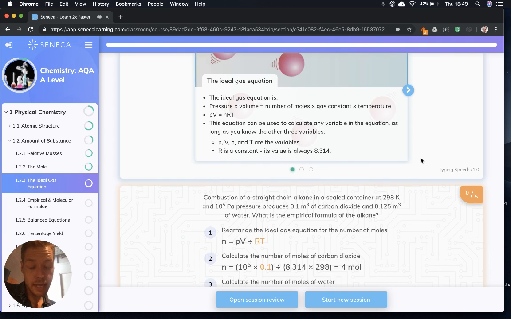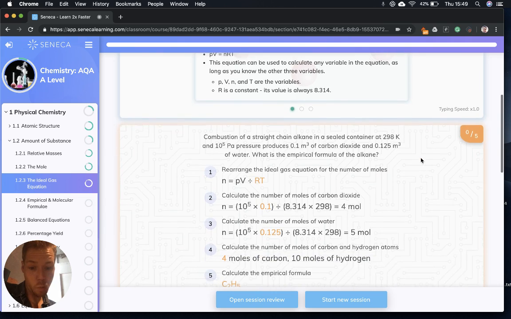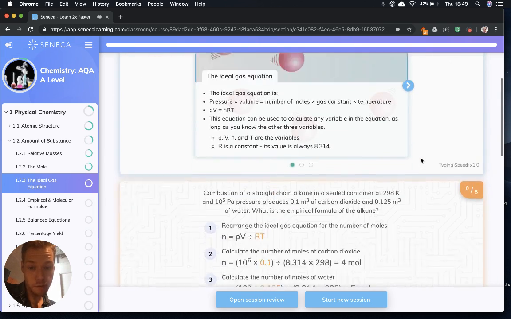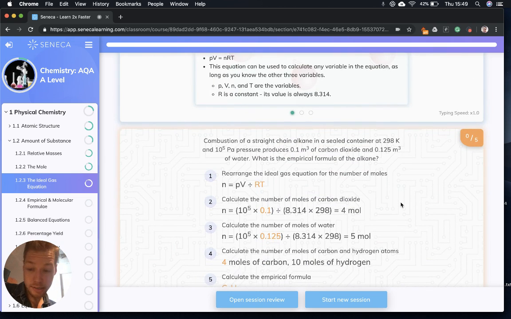R is always 8.314, okay? 8.314. Okay, the best way to get up to speed with the ideal gas equation is to do a cute little run through. So what are we waiting for?